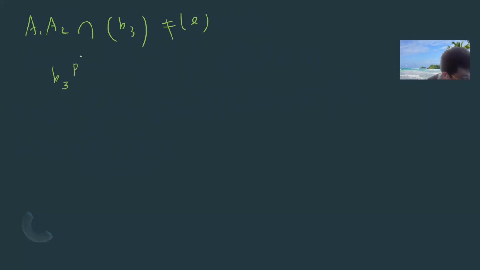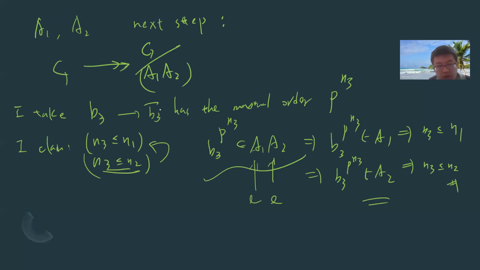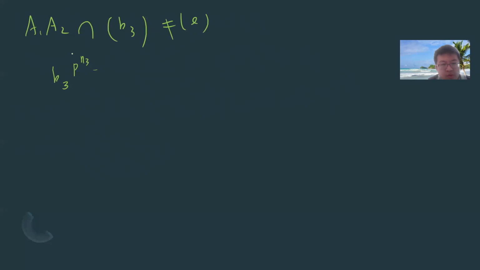Now you might worry. We do the same thing and need to ask this: there is a possibility that this is still not identity. Let's suppose that b3 got some strange power, say p^n3. So b3^(p^n3) must be in a1 a2, because b3 bar has the maximum order p^n3 in G modulo a1 a2. So b3^(p^n3) must be a1^i1 times a2^i2. So this is true. Okay, let's say we have this.